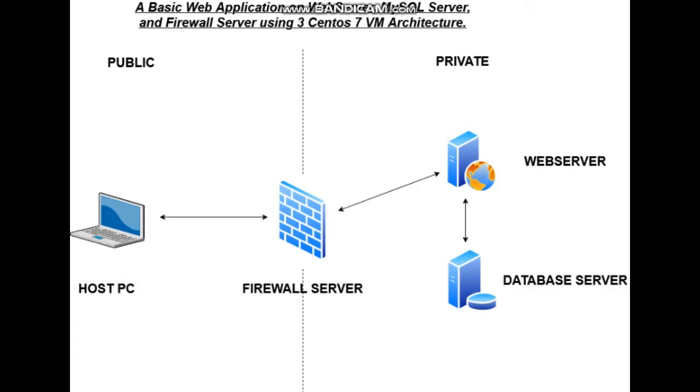Why does the firewall have two networks? Because the host PC needs to go through the firewall server using one network address, and the other one is from the firewall to connect with the web server, which has another address. So that is why we configure two networks here. In the firewall, EMP0S3 we are using for the public one, and for the private one we are using EMP0S8.